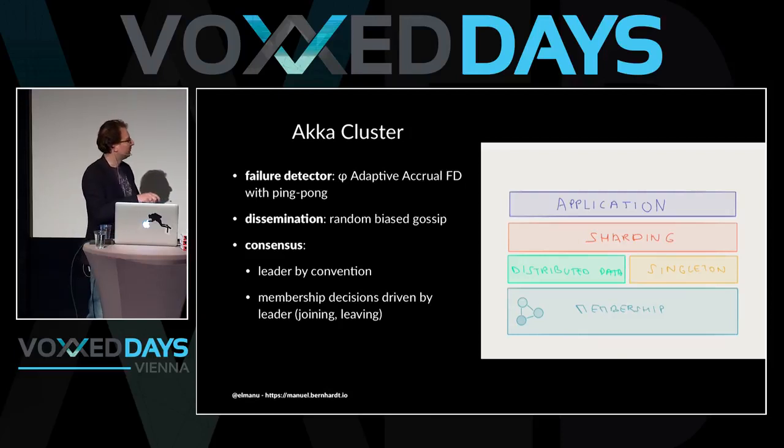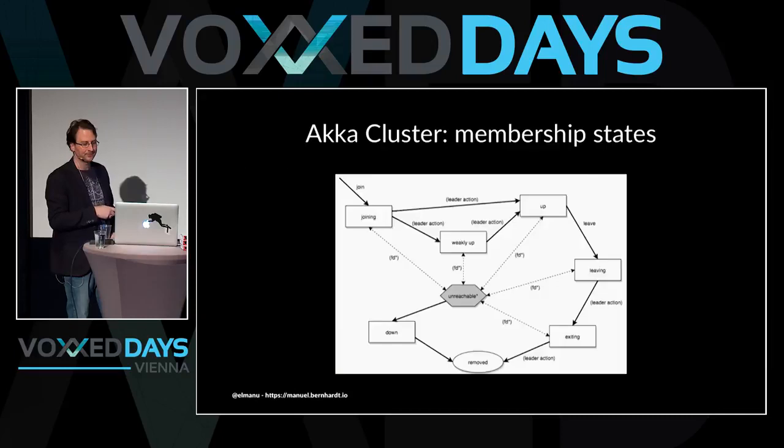So we have this bottom layer here, and on top of this we have a few modules, distributed data. These are CRDTs, pretty neat. Singleton means you only have one thing in a cluster, okay, a singleton actor. Then you have sharding, where you can shard your actors. And Akka is all about actors, so you shard them across many machines. And then on top of that, finally, you build your application.